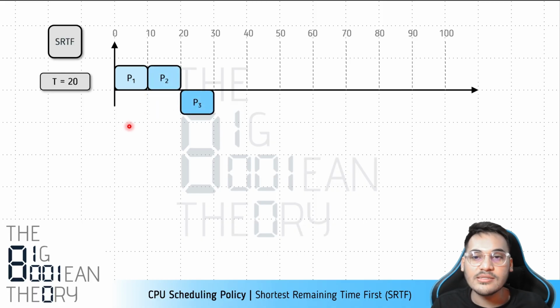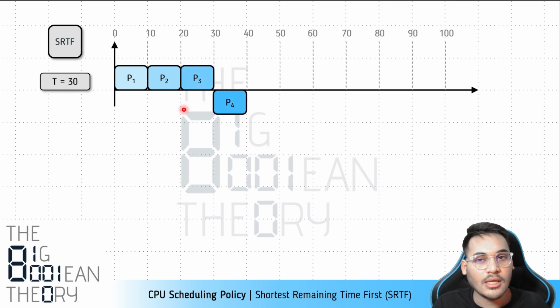In a similar way, let's say at t equals 20, another job, P3, comes, which again has a burst time of 10, right? So which job will get scheduled? P2 is already finished, so P1 and P3 are the two candidates. Since P1 has a remaining burst time of 70, which is more than P3's remaining burst time of 10, again P1 will not get the chance, it has to wait, and P3 will be scheduled by the scheduler, right?